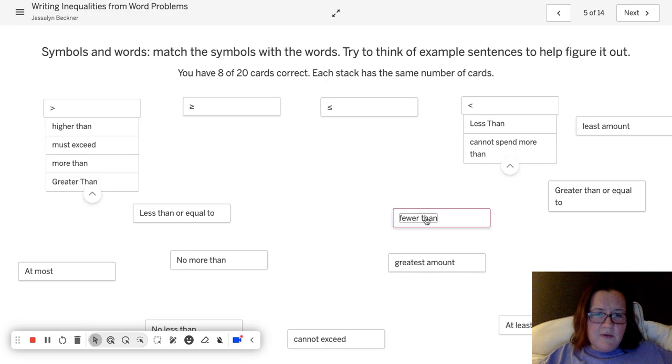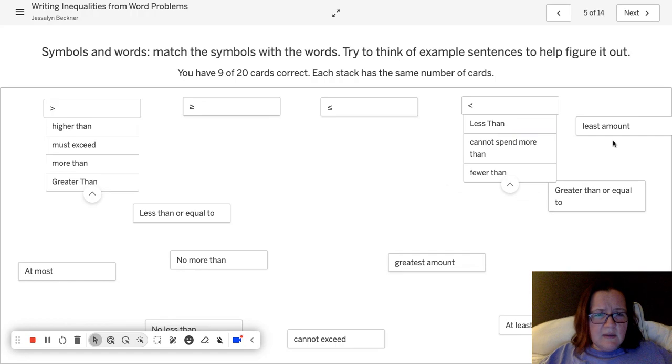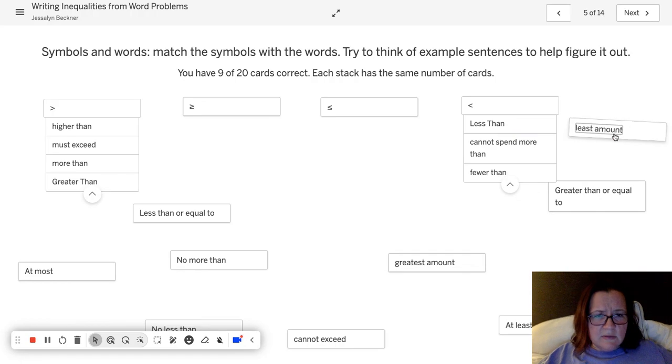Fewer than, we know fewer means less. Less than. Least amount, the least amount that you could do. So we want less than or equal to.